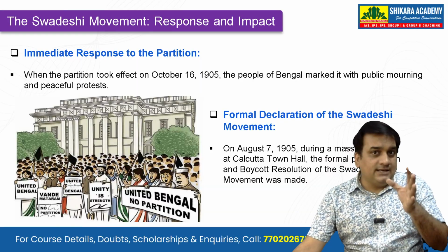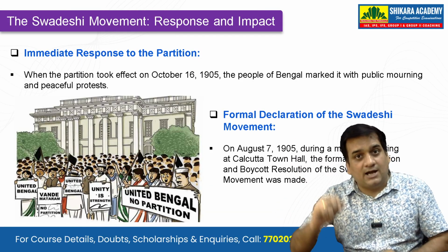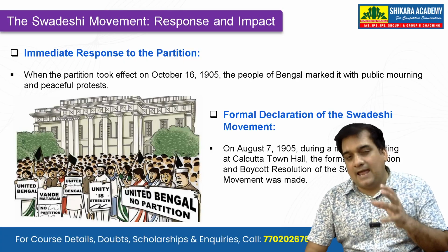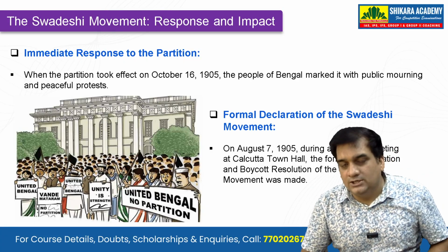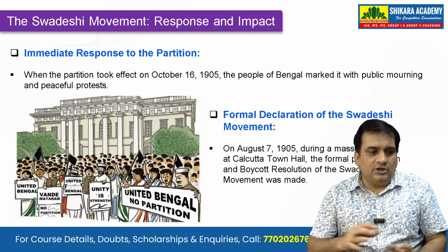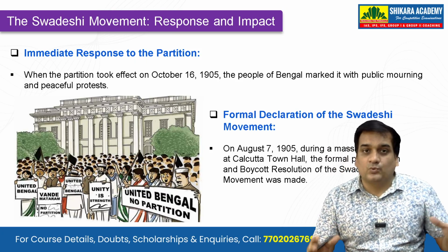Not to forget, in the 1857 revolt, even the Hindu sepoys accepted Bahadur Shah Zafar as their emperor. So it showed us that at that time also there was unity between Hindus and Muslims. Now, in response to the partition of Bengal in 1905, there comes the Swadeshi movement.